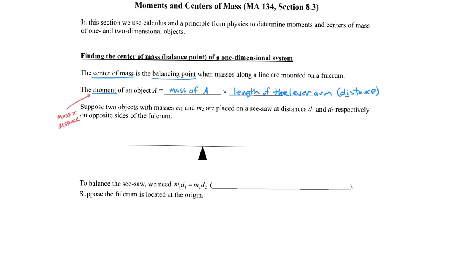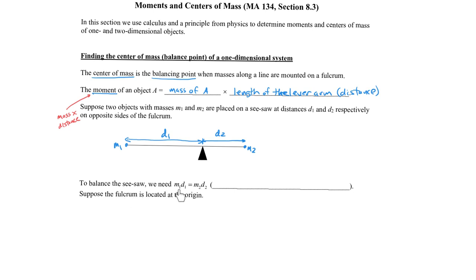So let's see how to find the center of mass of a one-dimensional system. Suppose we have two objects with mass m1 and mass m2. They're placed on a seesaw, or teeter-totter if you prefer, at distances d1 and d2 respectively. So we have something like this picture here. And just as you know from experience, if your friend is heavier than you, if you wanted this to balance, you'd have to come up closer to the fulcrum, where your friend was further away.